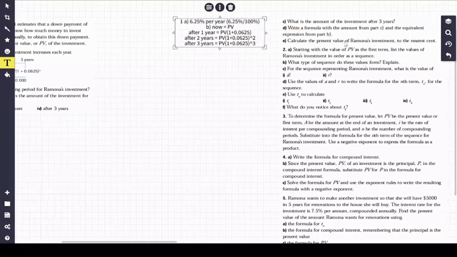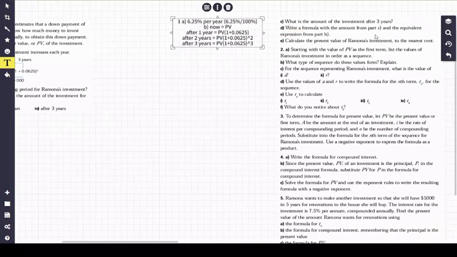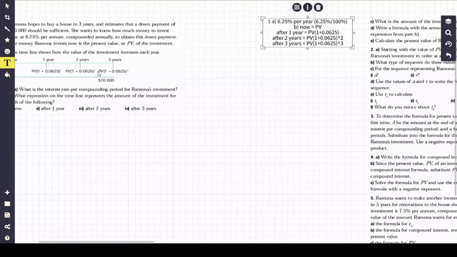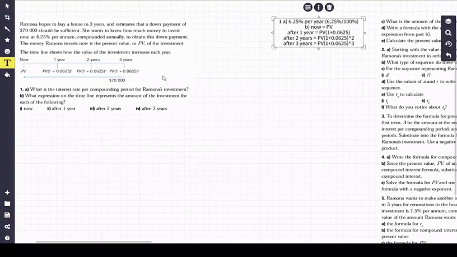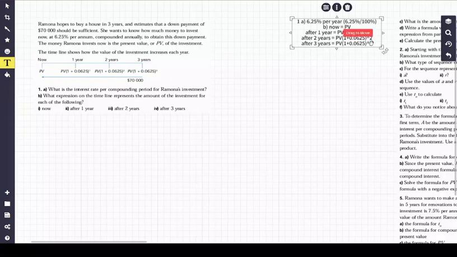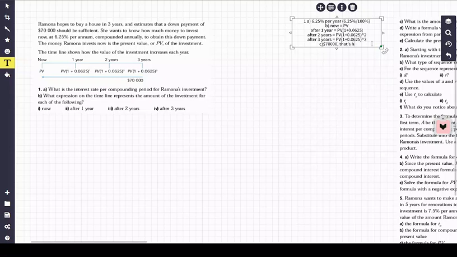So, what is the amount of the investment after 3 years? Wait, what is the amount of investment after 3 years? Okay, never mind, pretty straightforward answer. It's actually just $70,000, because that's how much we need to buy the house. Therefore, that's how much our investment is desired to be after 3 years.